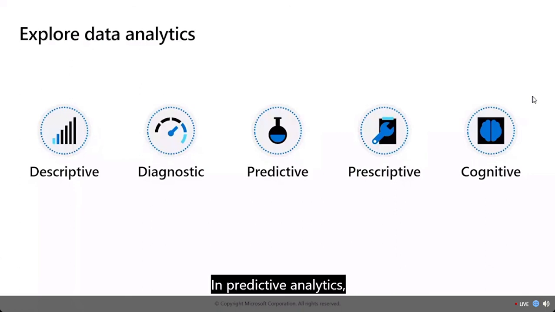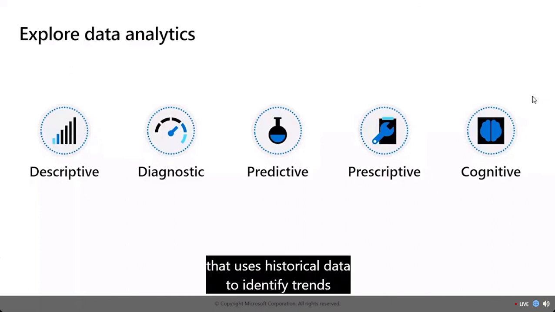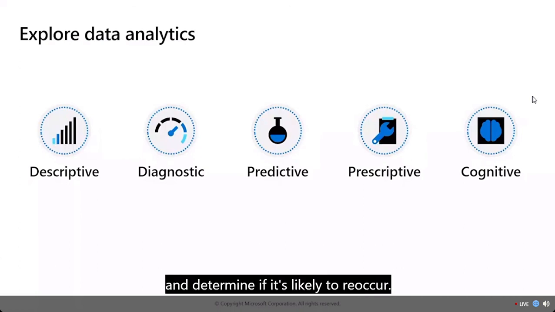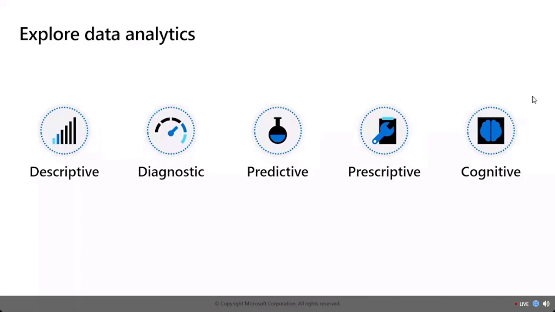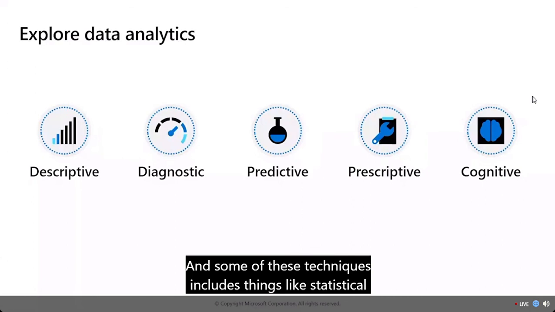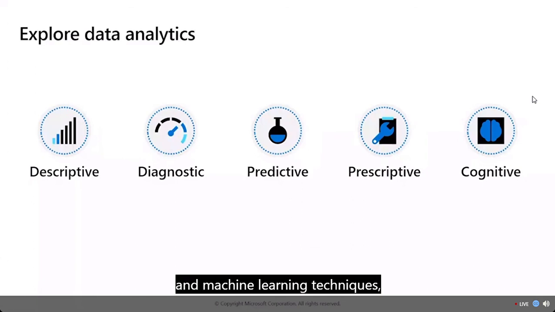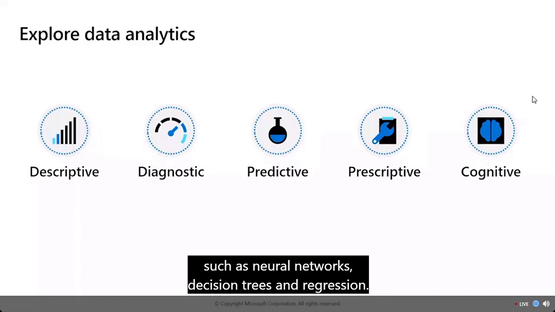In predictive analytics, this is all about trying to find out answers to questions like, what is likely to happen in the future based on previous trends and patterns? So predictive analytics is really used to help answer questions like, what will happen in the future? We can use techniques that use historical data to identify trends and determine if they're likely to reoccur. Some of these techniques include statistical and machine learning techniques, such as neural networks, decision trees, and regression.